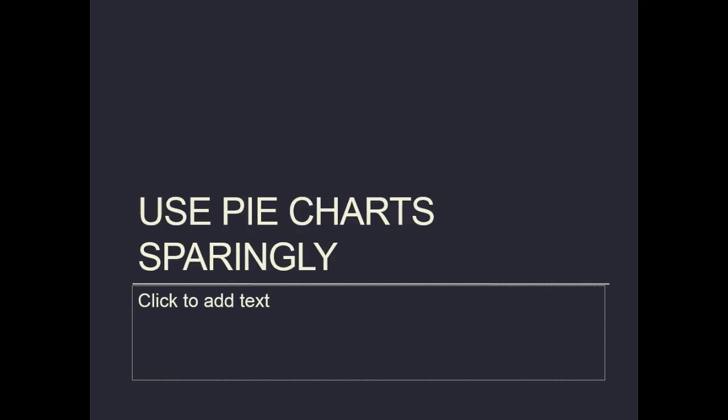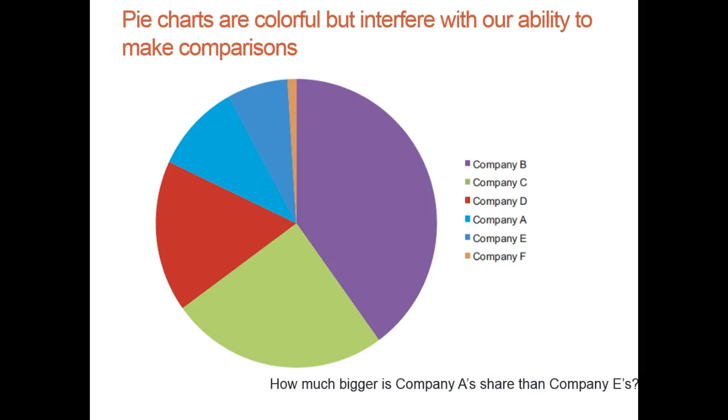I have one more point that I want to make, which is to use pie charts sparingly. Pie chart, let's just put one up here. They're cute. That's the best thing we can say about them. They're colorful. They are good if you have a small number of items that you want to give someone a sense of the proportion. But it's very hard to match this data up.